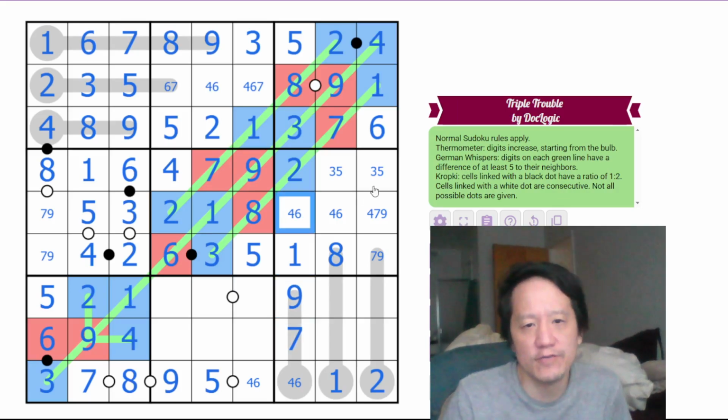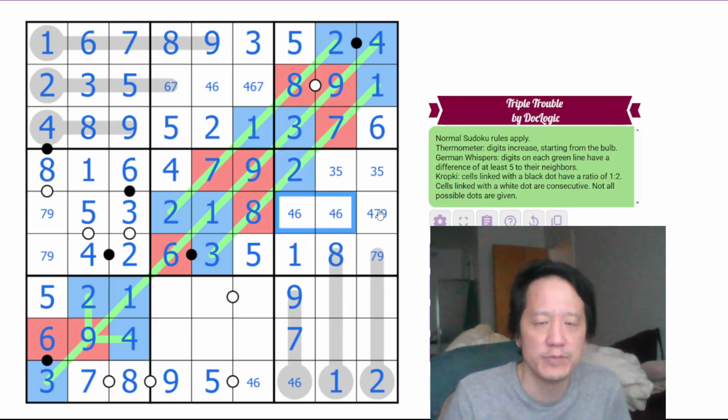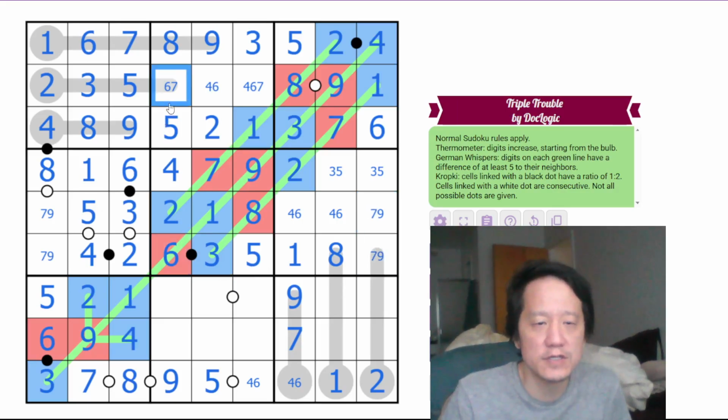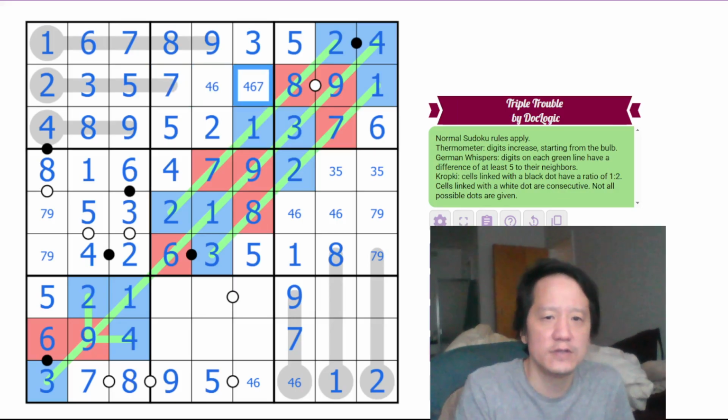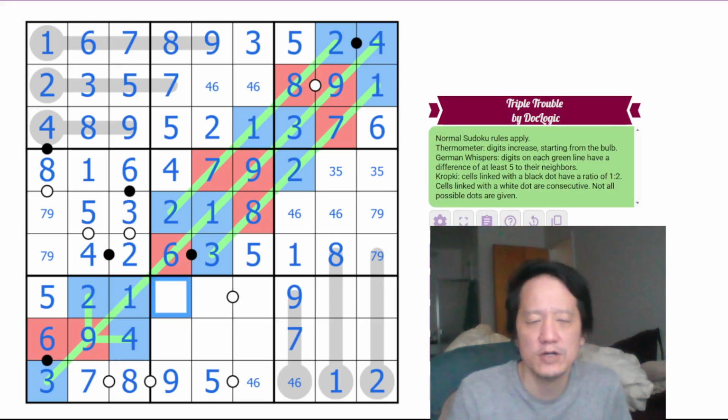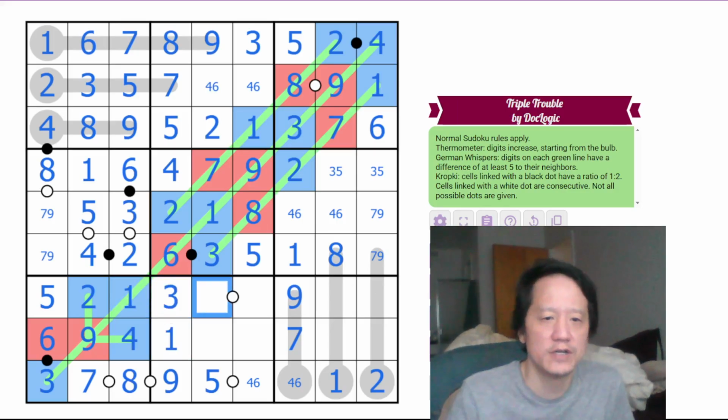We now have in this right central box a 4, 6, 4, 6 pair, which eliminates 4 and 6 in the rest of the box, so this can't be 4. This is a 7, 9 pair here. The 6 eliminates 6 here, so this is 7. This can't be 7 then. In the rest of column 4, we have 1 and 3, but this can't be 1 because of the 1 in that row. So this is a 3, this is a 1.